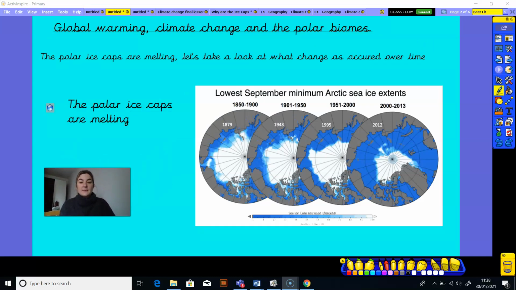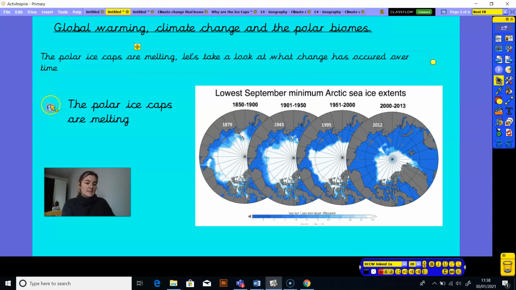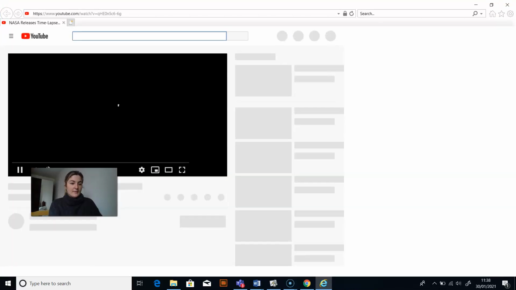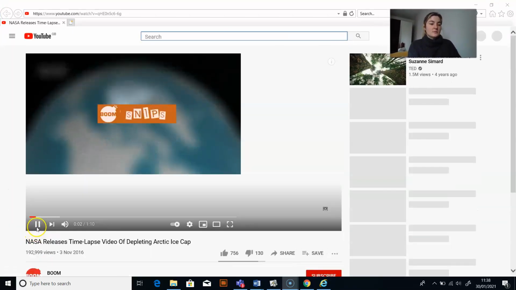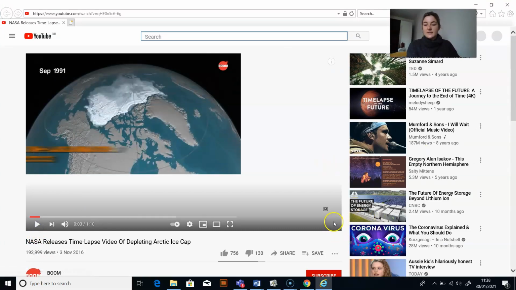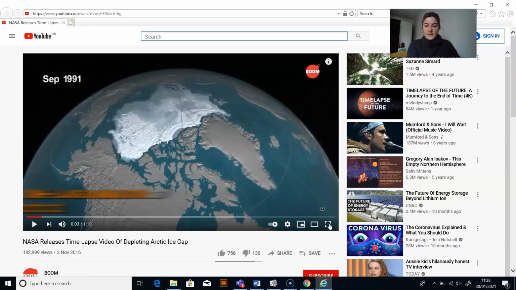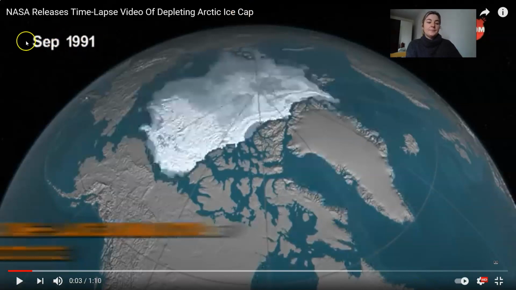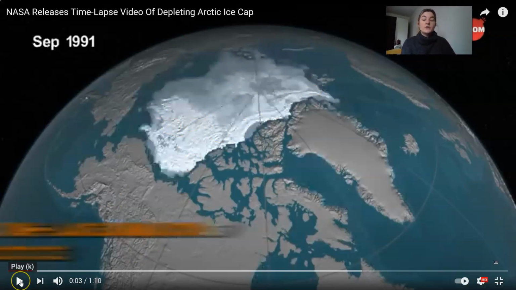So the polar ice caps are melting, but let's take a look at what change has occurred over time. Again, I need to put a H in there. Oh dearie me. So I have found this useful tool that's actually from NASA. Let me see if I can make it bigger. And it shows what has happened to the Arctic ice caps over time. So it's got the years here in the top left-hand corner. And this is the Arctic. We can see what's happening to the sea ice as time goes on. So off we go. Do you think there's more sea ice or do you think there's less? Let's have a look.